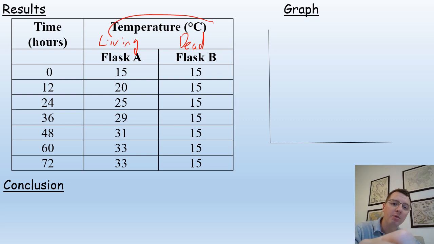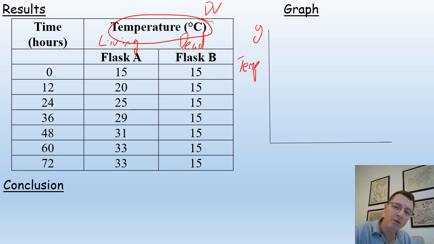Well, first thing, we would look at this column here, and the second column will always be the dependent variable, the thing we're measuring. So we will draw that on the y-axis. So temperature, don't forget the units, in degrees C. The one on the bottom we would put is the time in hours, because we've chosen when to measure that.